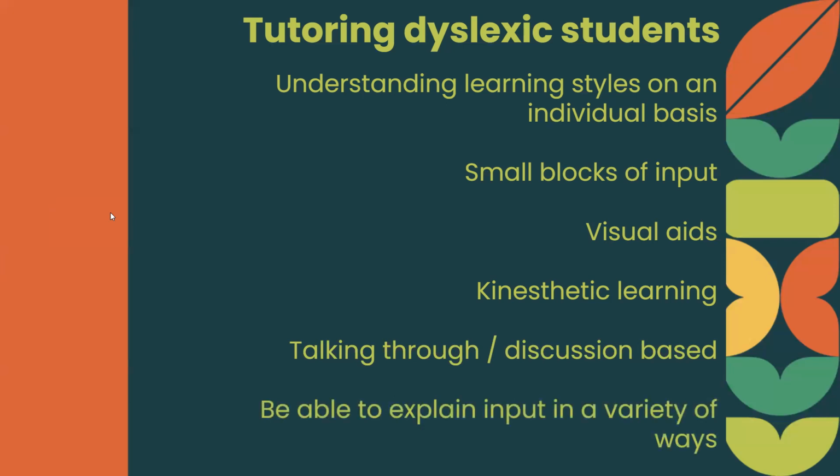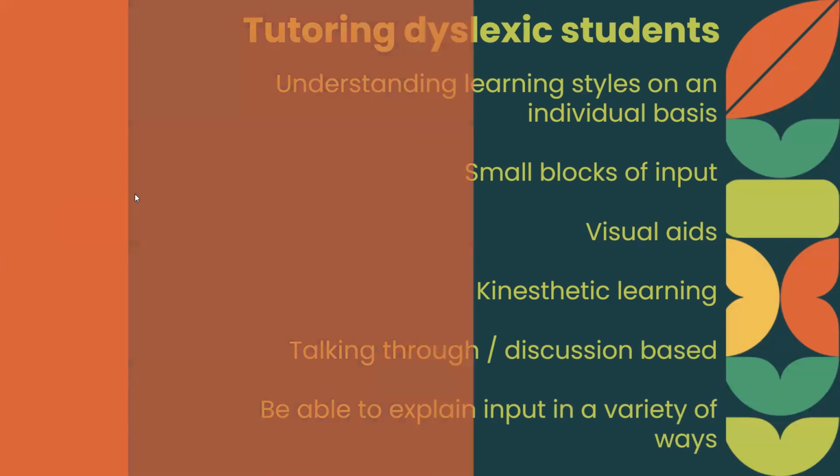And also being able to explain the input in a variety of ways. So again, this is coming back to understanding how people work on an individual basis. And this also doesn't just apply to dyslexia, this applies to a whole range of SENs. If you can see that they don't understand something, it might not be the information, it might just be the way that's been explained. So if you can think of other ways to talk about it, other ways to show it, again, using visual aids, getting around, then they might be able to understand it that way.